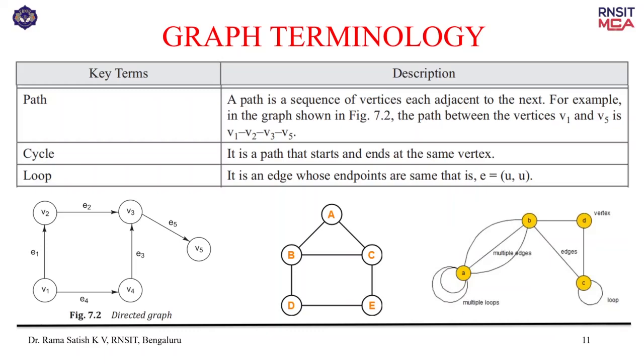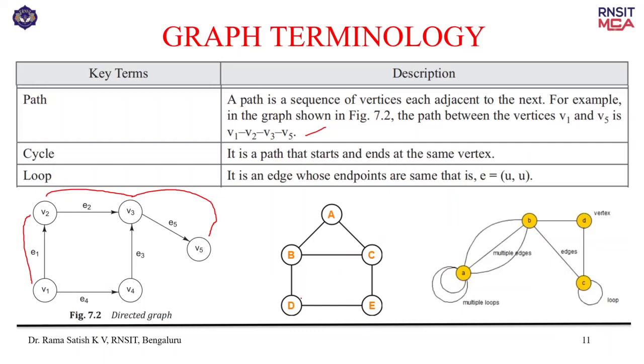Of course, you can see from V1, if I want to reach V5, I have to go from V1 to V2. So this is one path. From V2 to V3, I have to go. From V3, I have to go to V5. This is one path. Okay. So that is path. Cycle is nothing but it is also a path where it starts and it ends at the same point.